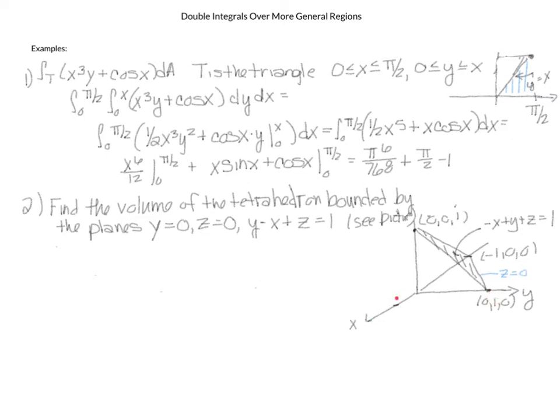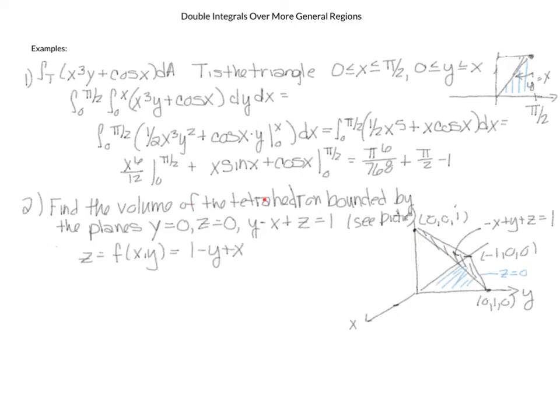I wanted to know where it hit on the x-axis, so I plugged in where z is equal to 0 and y is equal to 0, and I got -1. And then I wanted to know where it hit on the z-axis, so I plugged in where x equals 0 and y equals 0, and I got 1. So I had these 3 points, and then I know it's a plane, so the 3 points are enough to define this plane, and it's kind of this tetrahedron.